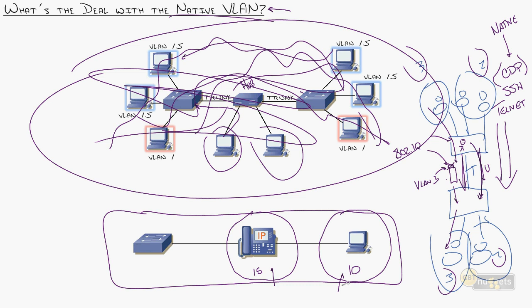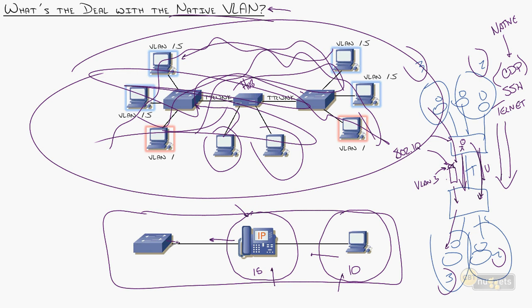But then we run into the problem. Well, how do you do that? Because normal ports are only a member of one VLAN. And then, if this guy is sending traffic, how do I differentiate between him sending traffic and him, because they're coming in the same port? Well, that was where that concept of the native VLAN came in.